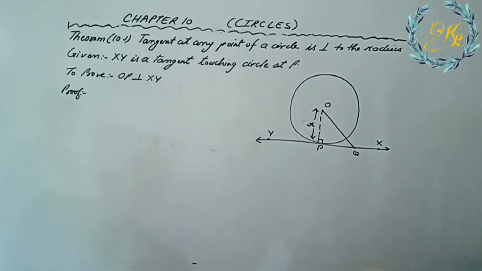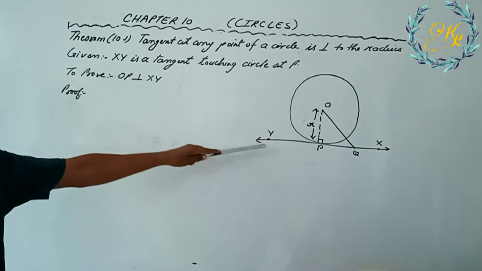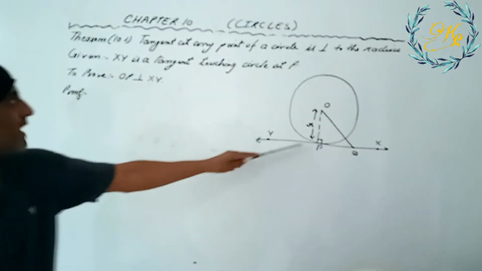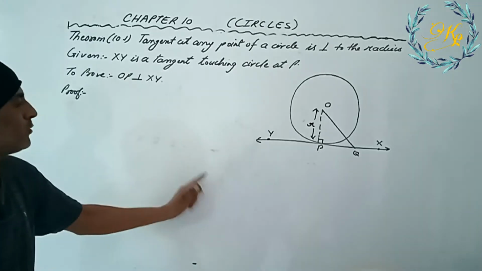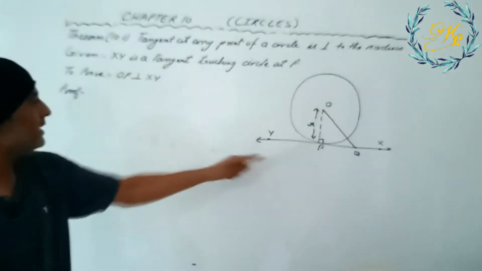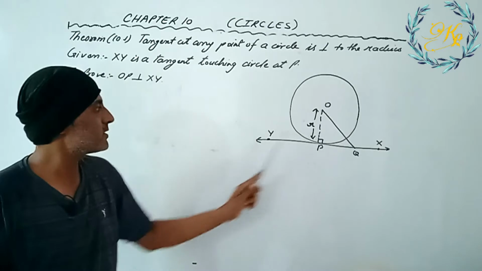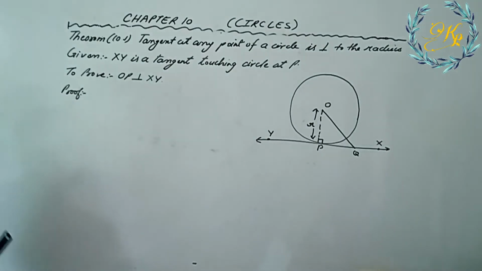Now what are we given? We are already given in the figure, as you can see, XY, it is a tangent touching the circle at point P. And we are supposed to prove that this radius OP is perpendicular to XY. Now let's begin the proof.